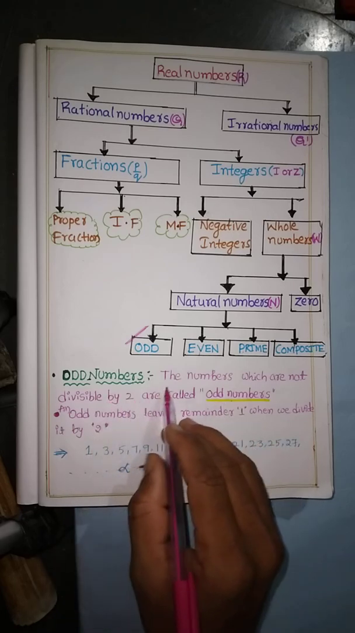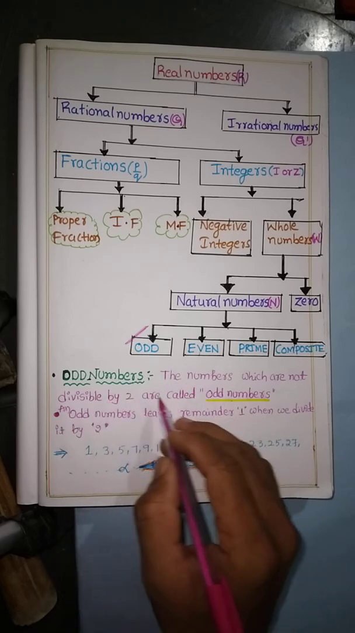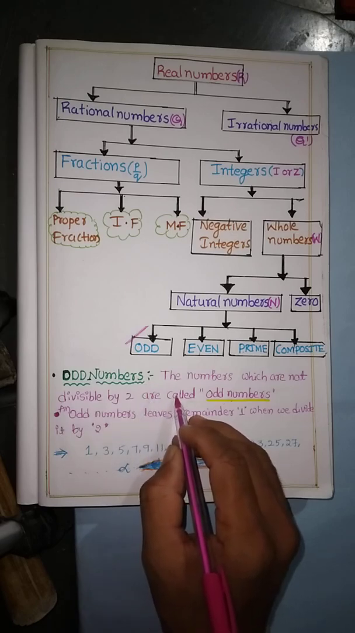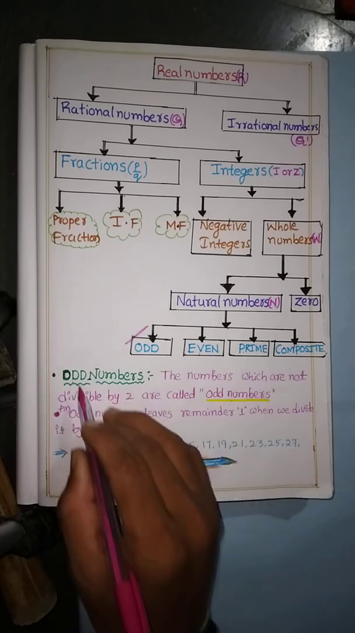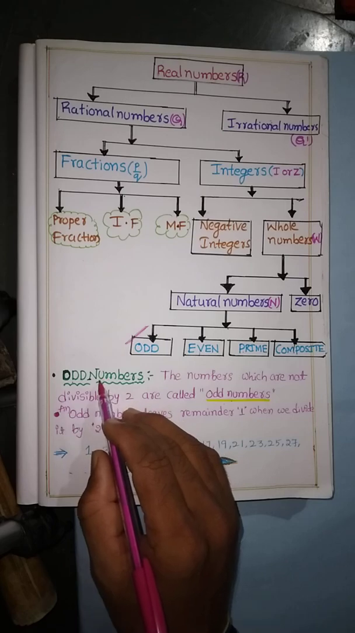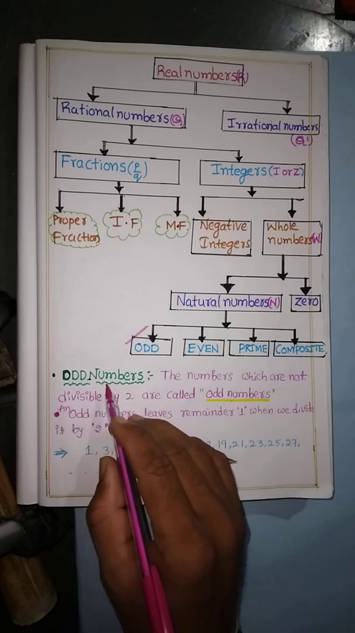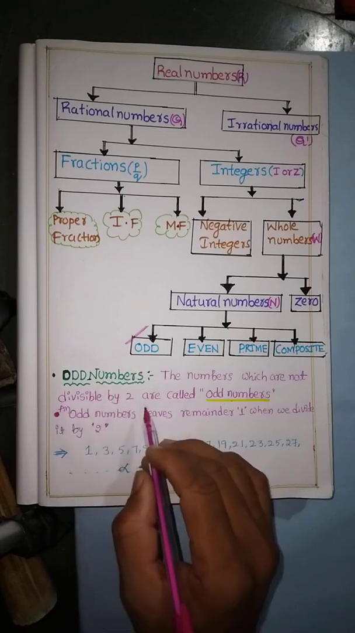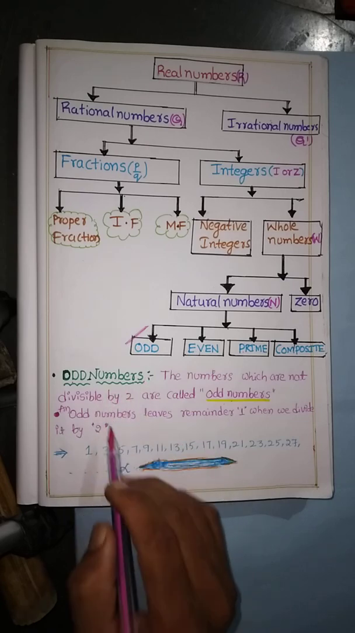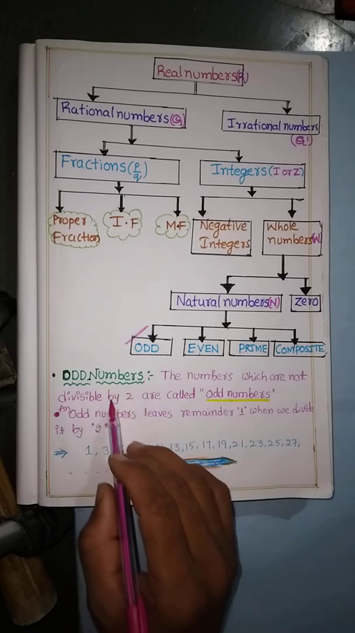So we must take some examples for getting the idea on odd numbers. Later, in the next video, I can make a video based on that example concept. So just observe here the definition only.